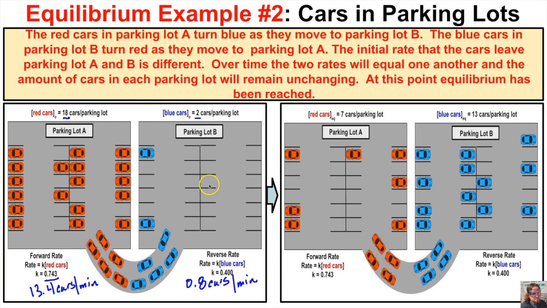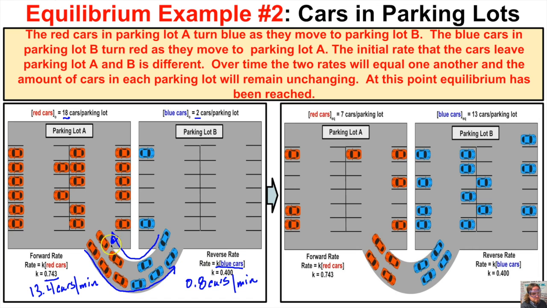So what's going to happen over time is that the parking lot here is going to reach what we call equilibrium. As cars start to exit parking lot A and enter parking lot B, the concentration of parking lot B is going to increase. And if the concentration of parking lot B increases, the rate is going to increase. And so more cars are going to start to leave parking lot B and enter parking lot A, and this is going to happen over and over and over again until equilibrium is reached.